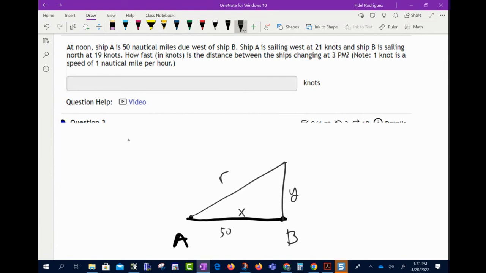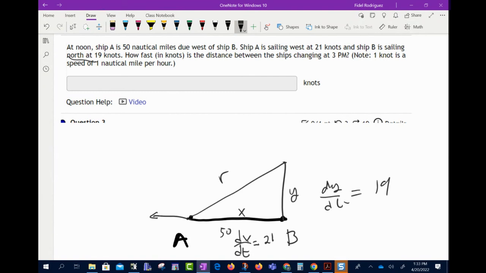Let's see, ship A is sailing west at 21 knots. So isn't it going this direction though? Right? So look, y'all, isn't my dx dt the speed of ship A, which is 21? You see what I'm saying? Because the rate at which this is changing is 21 miles an hour. Okay. Now look what we have about our dy dt, right? Ship B is going which direction? North, right? And isn't that going to be equal to 19?